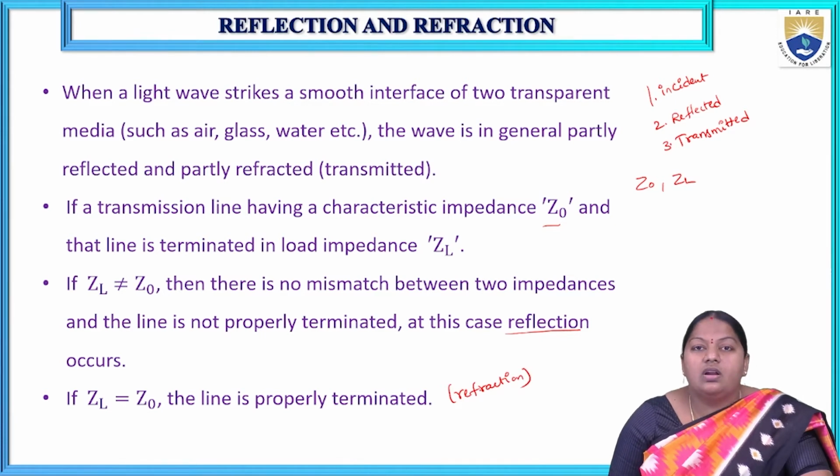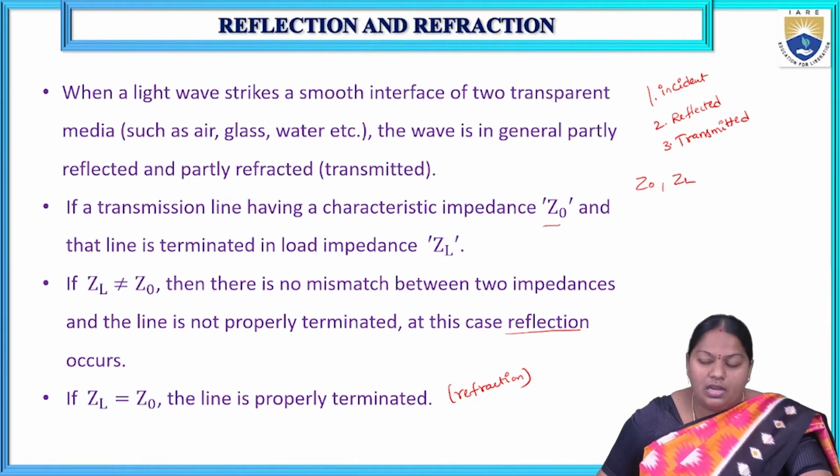So if ZL is not equal to Z0, reflection occurs, whereas if ZL is equal to Z0, that is, the load impedance is equal to the characteristic impedance, then the line is said to be properly terminated, and the case is termed as refraction, right?